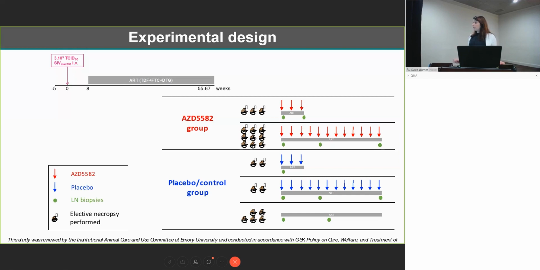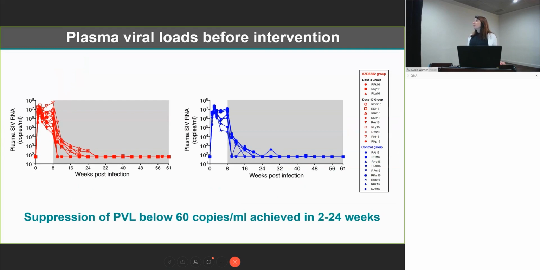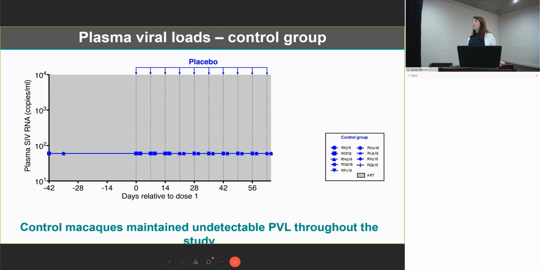Here are shown the plasma viral loads before the LRA intervention. At this time, the monkeys were treated the same way, but we represent here in red, on the left, the monkeys that will go on to receive the AZD5582 treatment, and on the right, in blue, the control animals. As you can see, all of those animals reached undetectable levels of plasma viral load in 2 to 24 weeks. As expected, our control animals maintained undetectable plasma viral loads throughout the study.